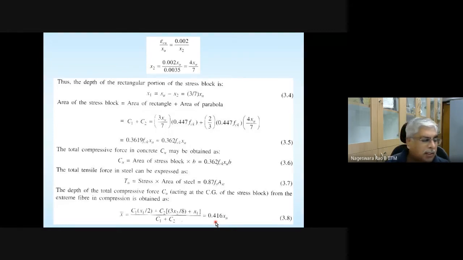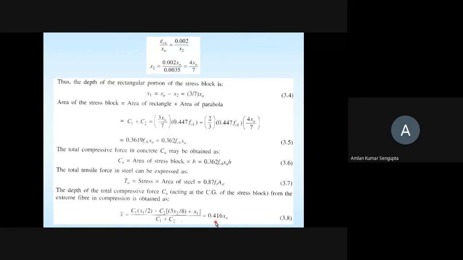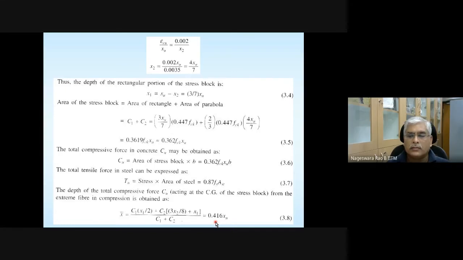Professor Amlan, you want to add something here? No, I think it is fine. It is just, the idea is that we are integrating over the curves and trying to find out the area and the centroid.